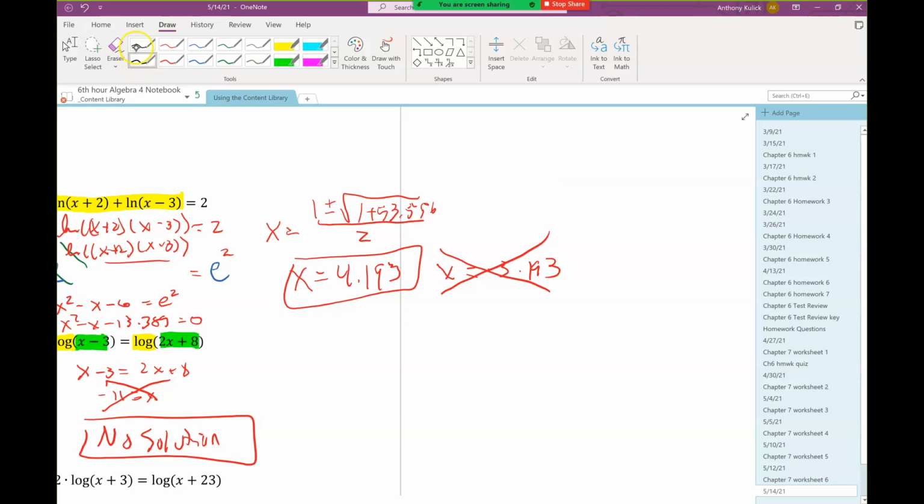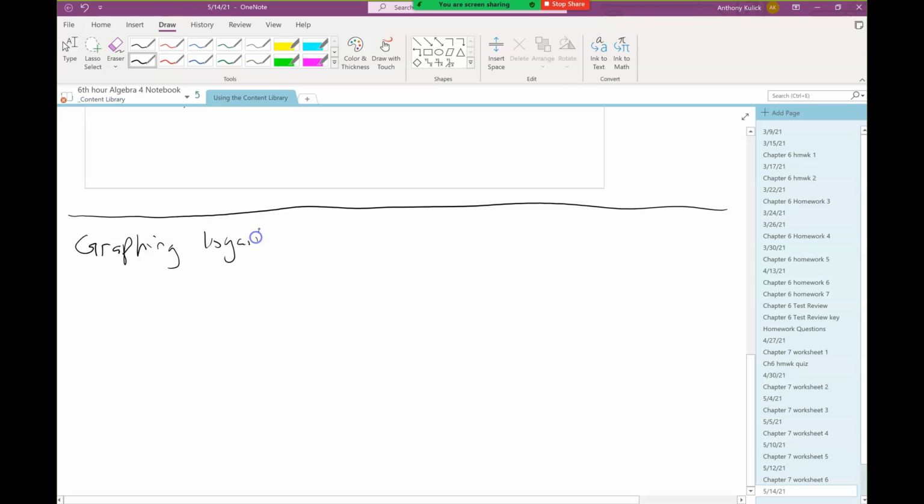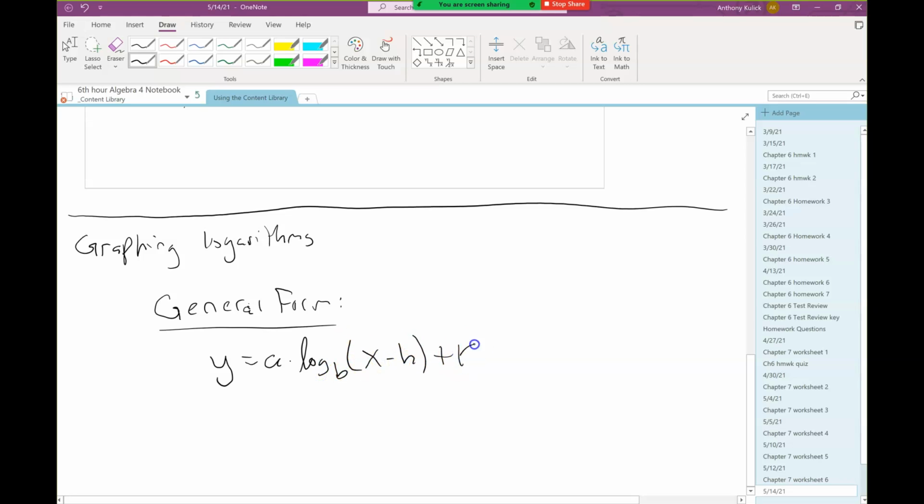Okay. So our last topic that we're going to talk about here is graphing logarithms, and this should be a fairly easy topic here. There's not much to it, which is nice to end with, right? So our general form for our logarithmic equation is y equals a times log base b of x minus h plus k.